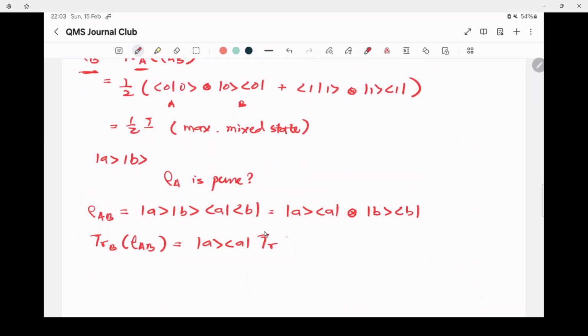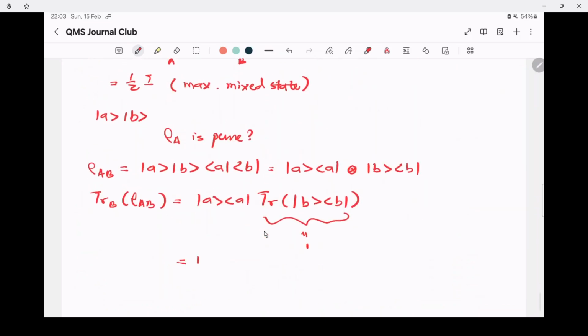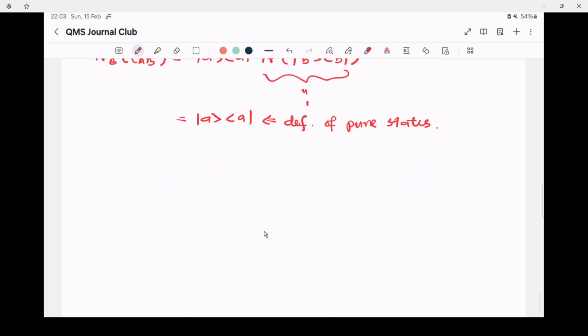Then you partial trace out B. And this equals to 1. That's why you get back this. And this is the definition of pure states. That's why the partial trace will give you a pure state. So it might sound very difficult to compute the partial trace. So let's look at what happens in general.